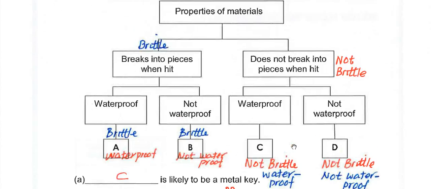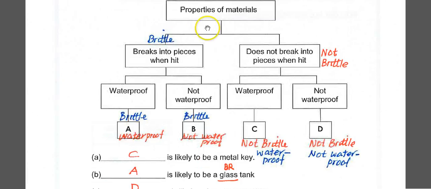So what you need to do, the same thing. A very important thing is to redefine it yourself to make yourself understand better. Over here, A is being described this way. The property here is it breaks into pieces when hit, or just say it's brittle. So this part breaks into pieces when hit. Okay, goes to A and goes to B.